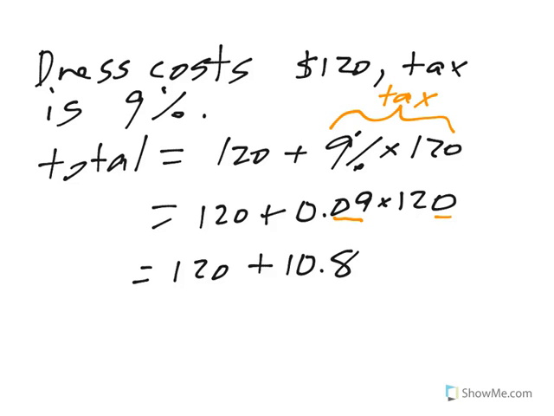And I can sort of get a sense that that's about right, because this is sort of close to 10% of 100. 9% is close to 10%, and 120 is close to 100, and so this is approximately the $10 that we did before, and that's what we're getting, $10.80. So as long as 9 times 12 is truly 108, I think this is right. So I add those together, and I get $130.80.